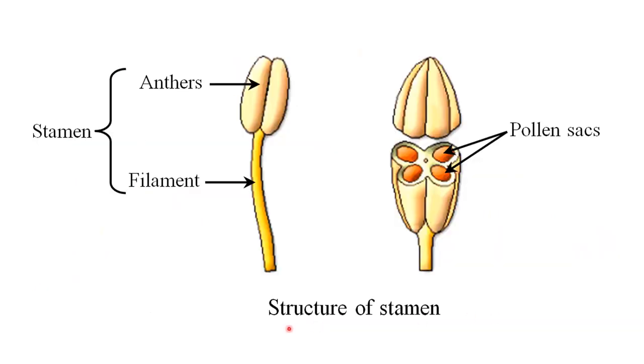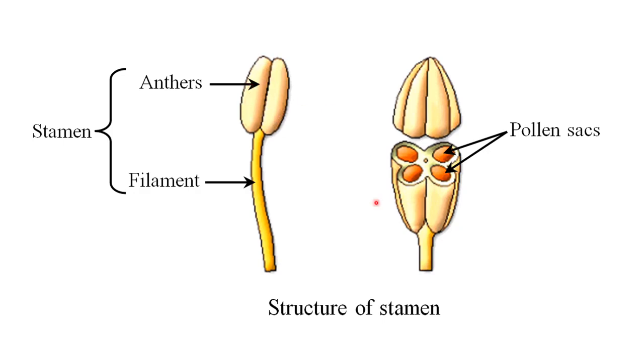Now you see here, this is the structure of a stamen. You can see this is the filament and this is the anther. Okay, this is a complete stamen. This is the filament and this is the anther part, and you can see these two lobes. These are called the two lobes of the anther. So that's why this is called a bilobed anther, right?